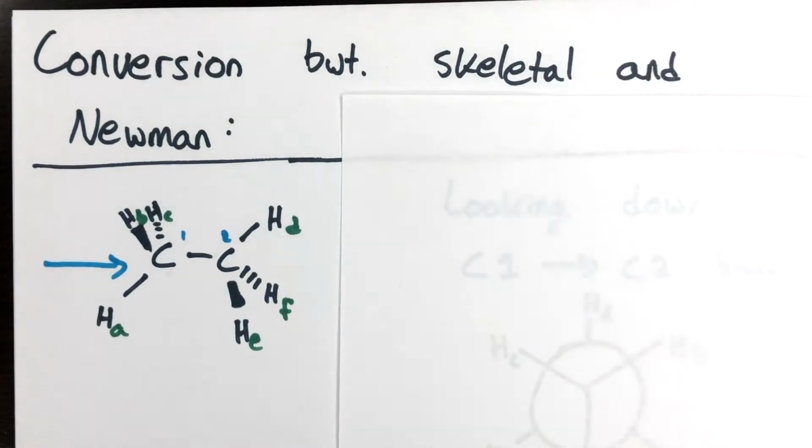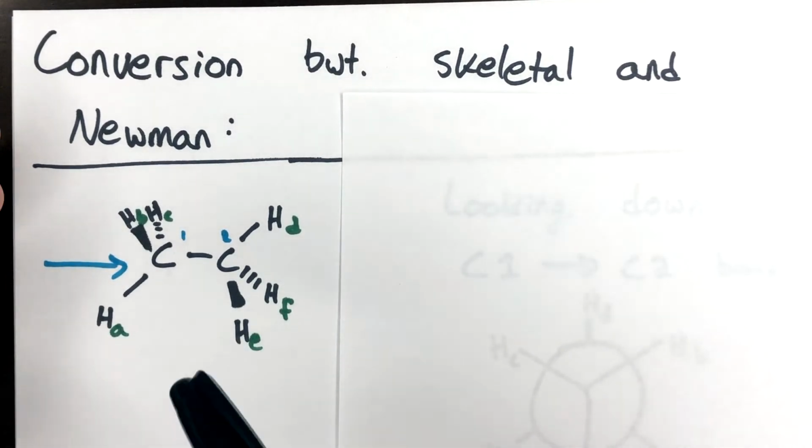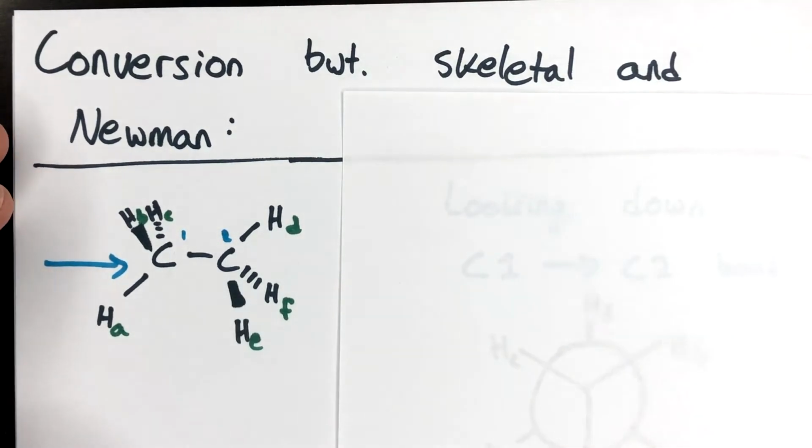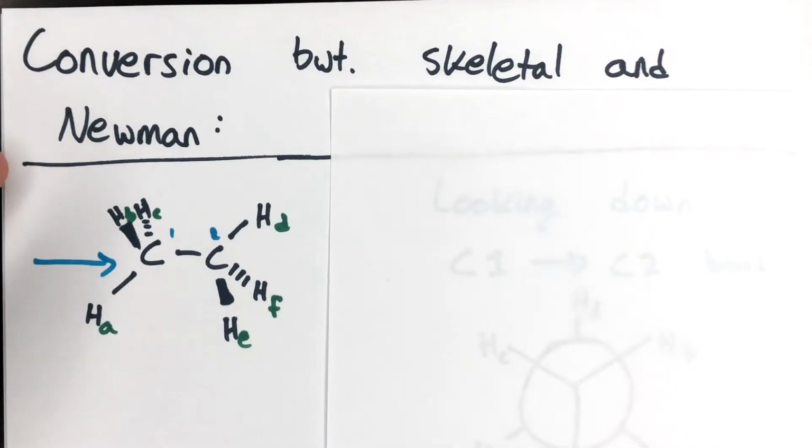So now, if you want to draw this as a Newman, you need to look down a particular bond. So I'm going to look down the 1,2 carbon bond that's labeled here. It doesn't really matter which one. On an exam or a quiz or something, they would tell you which bond they want you to look down, so they can grade it.